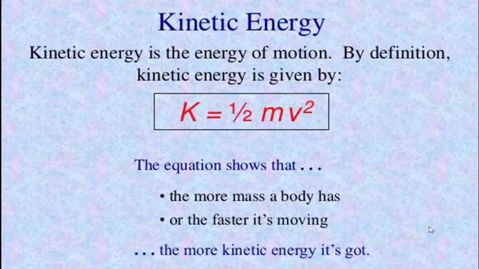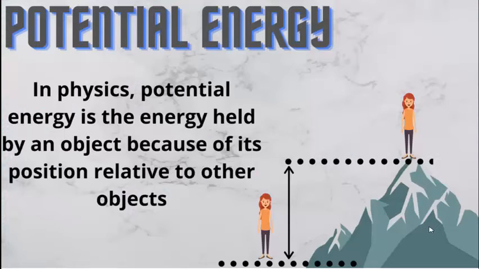The formula for the kinetic energy is K is equal to half mv square. This equation shows that the more mass a body has or the faster it is moving, the more kinetic energy it has. The second energy is the potential energy.